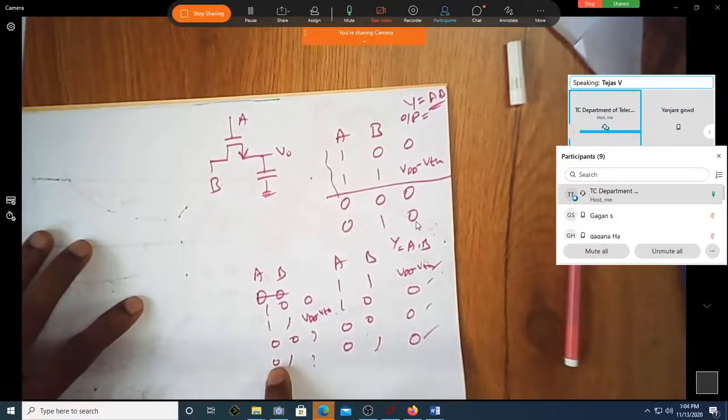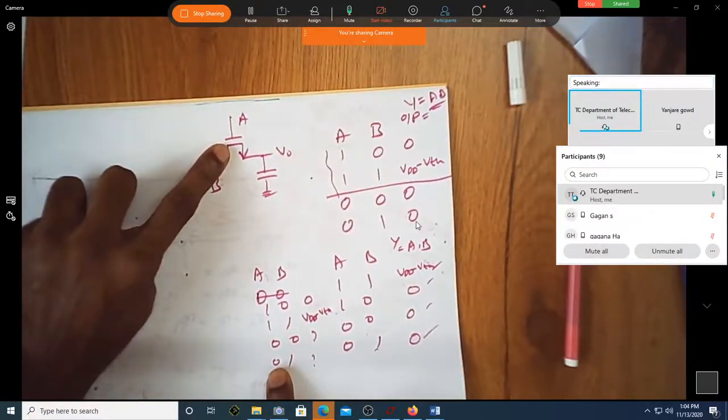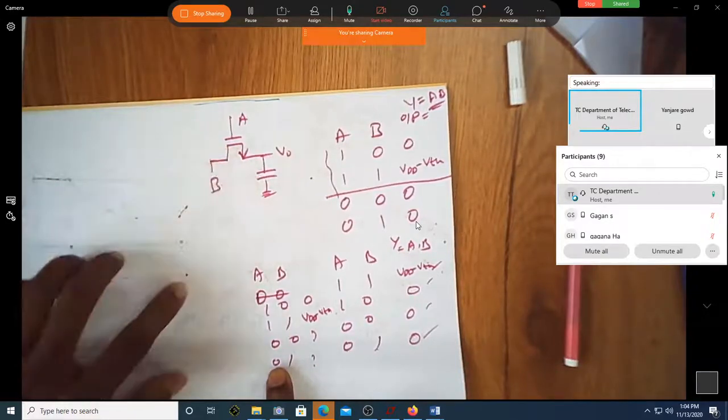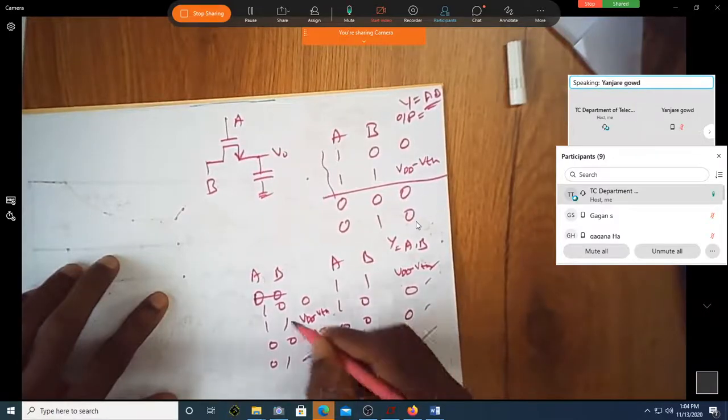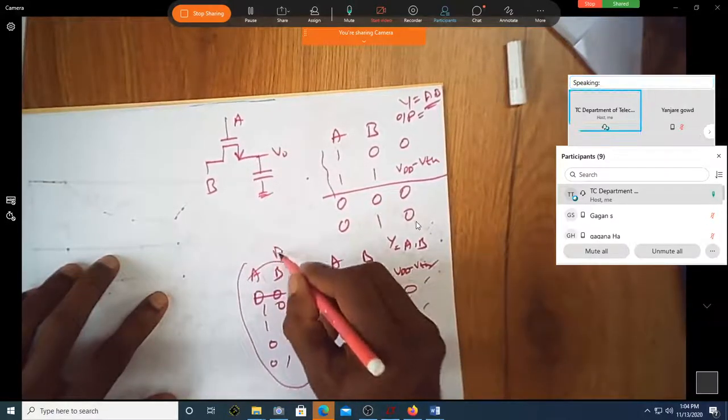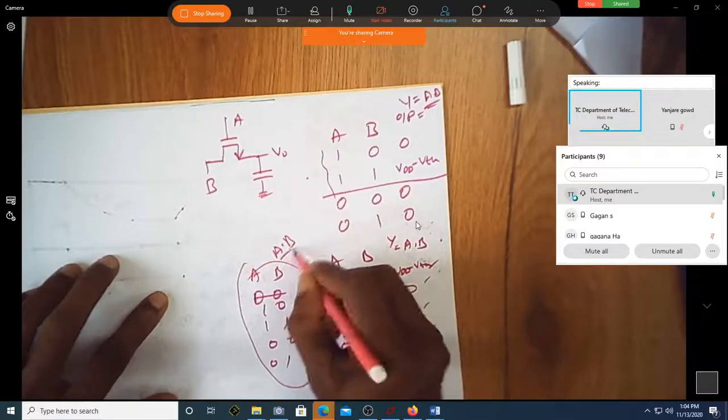This is A is 0. A is 0 means this is off. So both are VDD minus VTH. So I will retain the same voltage. So for this combination, the output is not A and B.